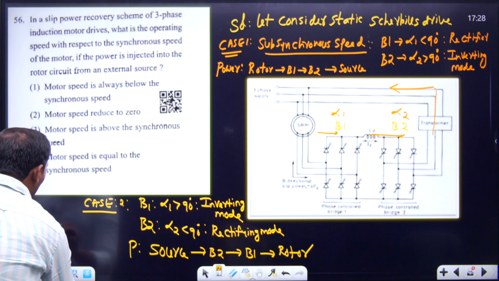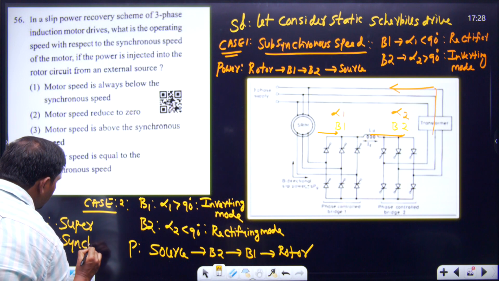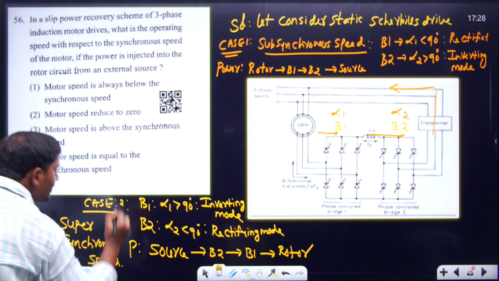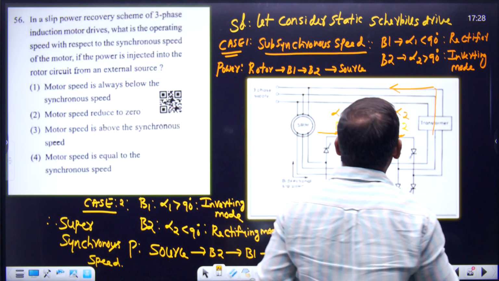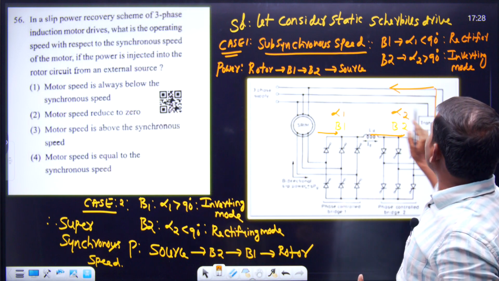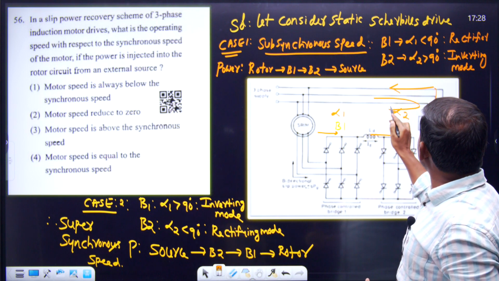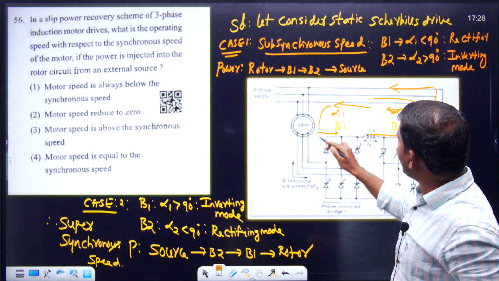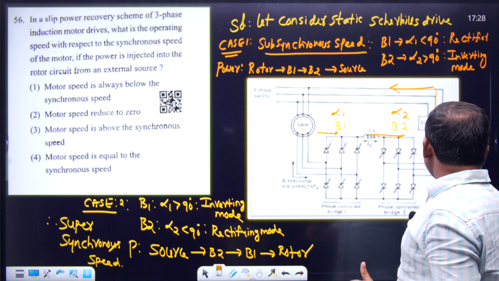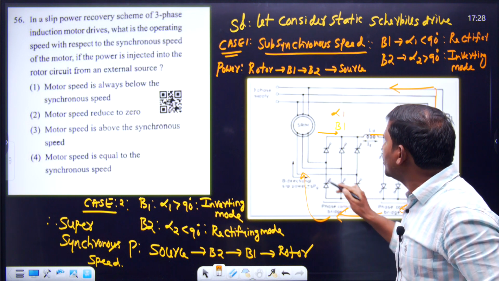In this case, the motor is running at super synchronous speed, that is greater than the synchronous speed, students. Then concentrate, students, the power is delivered from the source to bridge 2, then bridge 1, then finally it reaches the rotor. I will give the direction like this: power is delivered from source to bridge 2, then bridge 1, and it enters the rotor circuit.